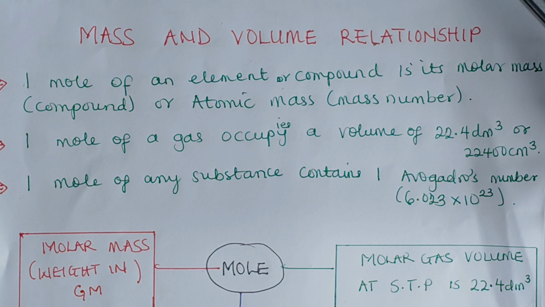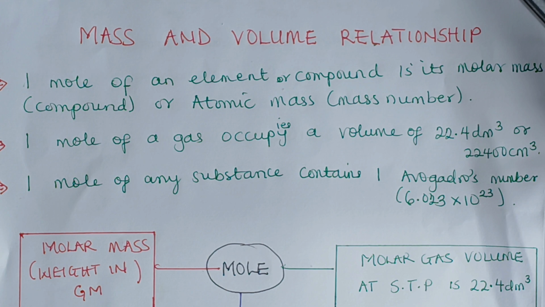So, describing this relationship, 1 mole of an element or a compound is its molar mass. That is, 1 mole of an element contains the molar mass of that element. If it is a compound, it contains the sum of the mass number of that compound. That is 1 mole. 1 mole of a gas also occupies a volume of 22.4 dm cube. Then this can be converted to 22,400 by multiplying by 1,000.